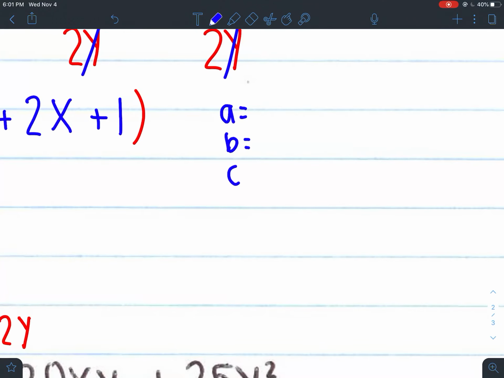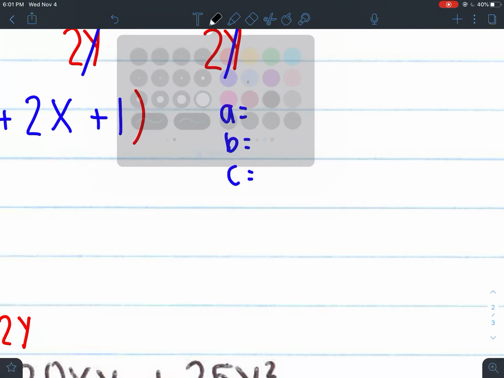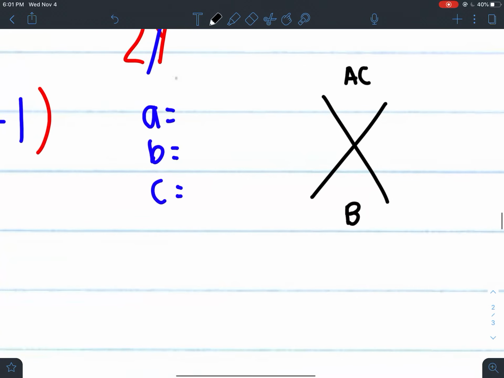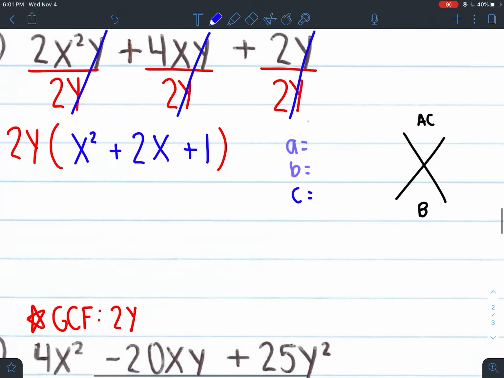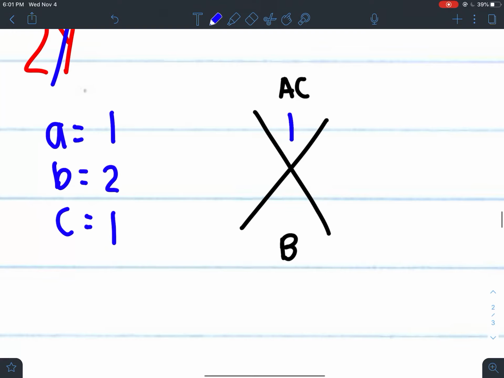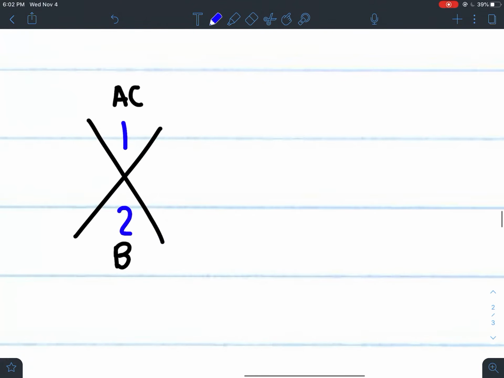So we're going to identify A, B, and C. We're going to draw out our little X here to help visualize this. So AC on top and B on the bottom. Your A here is going to be positive 1, B is positive 2, and C is positive 1. So it's kind of strange, right? Remember, there's technically a 1 in front of that X squared. So A times C is 1, A times C is 1 times 1. And then your B is 2.